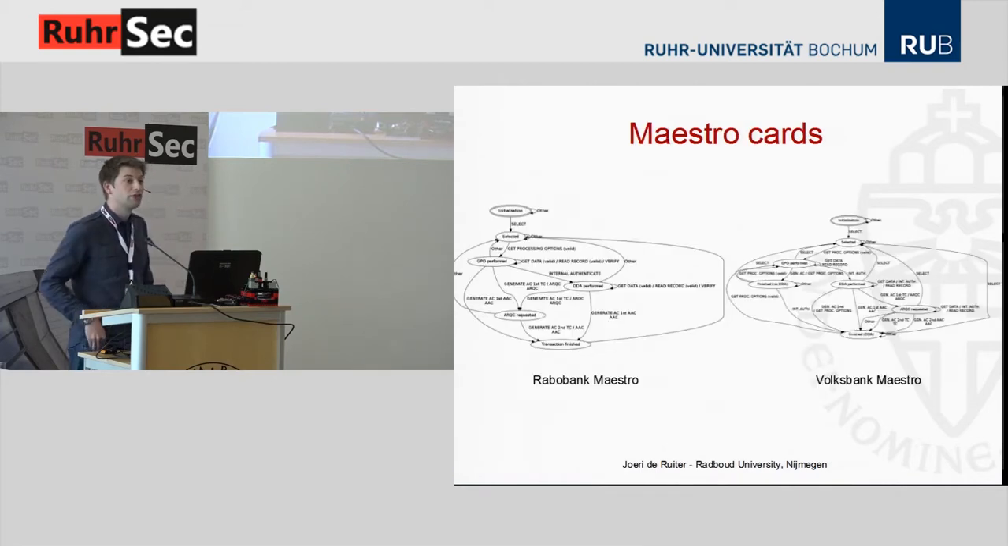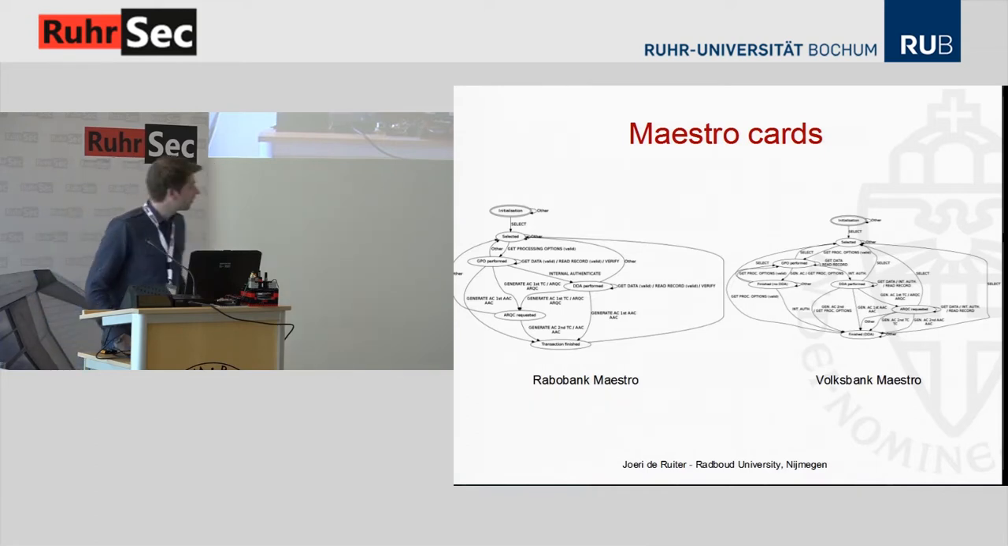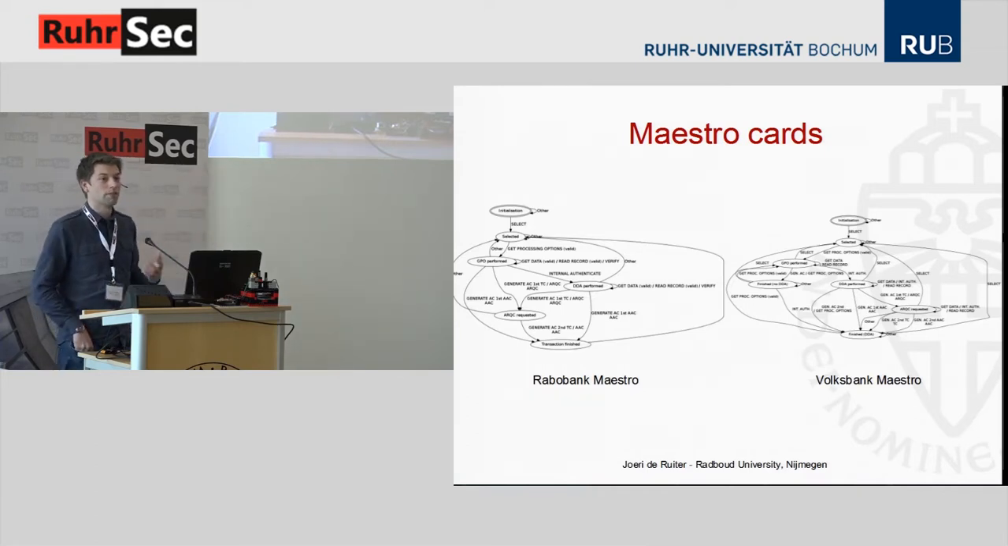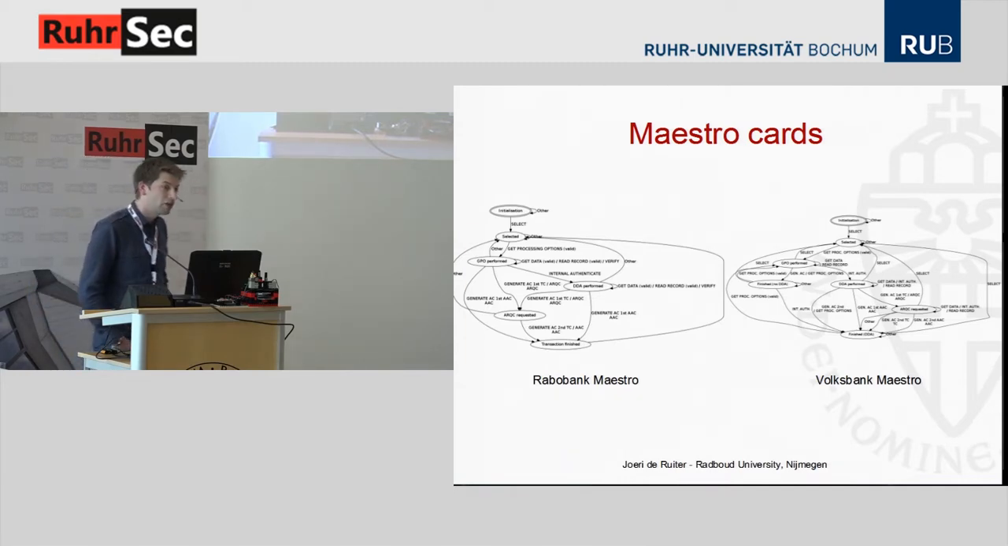As I said, we've done this for many different cards. So here you see 2 models of both Maestro cards, so MasterCard cards, but one is actually from a Dutch bank, the left one is from the Rabobank, the right one is from the Volksbank, a German bank, and you can see that even here, though they both implement Maestro, they both actually have a different state machine.